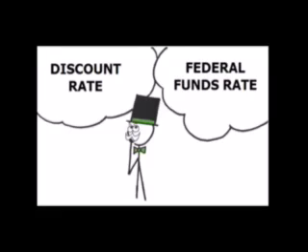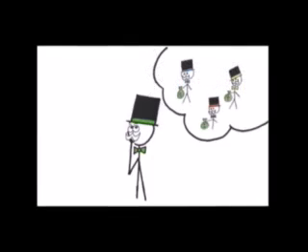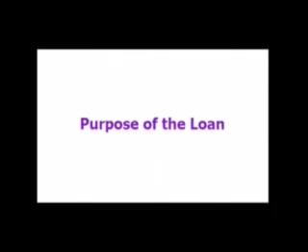Which will the borrowing bank choose? You'd think it would be the lower interest rate, wouldn't you? Well, oddly enough, even if the discount rate is less than the federal funds rate, a bank still may go to the federal funds market for the loan. Why? Well, for a few reasons, really. First, there's the purpose of the loan. That is, the Fed frowns on making loans for risky profit ventures.